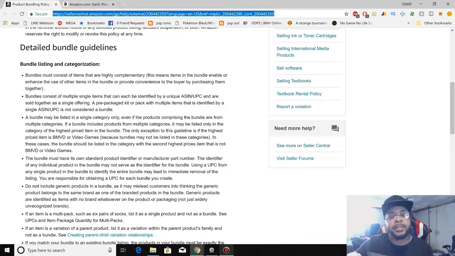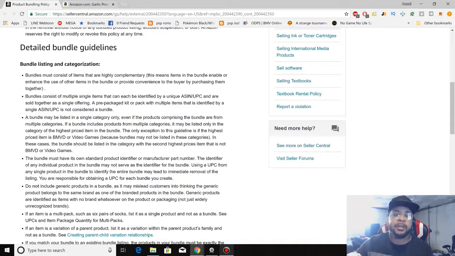The bundles must consist of items that are highly complementary. All right, now what does that mean? Let's go back to my original example of a baseball glove. If you have a baseball glove, obviously it makes sense to sell a baseball bat or a baseball with that baseball glove. Now that's complementary.